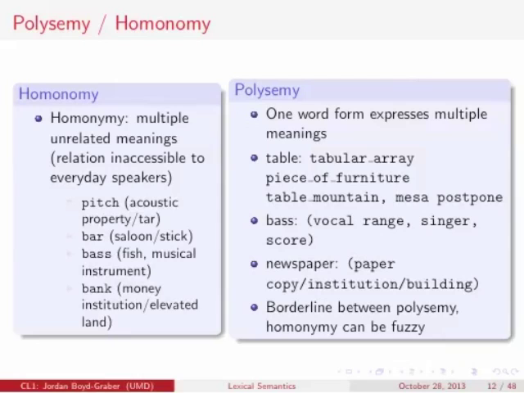So for example, bank, the financial institution, and the geographic feature: in most speakers' minds, there's no way that those words are connected. Polysemy is when one word form expresses multiple different related meanings. So for example, table, the thing that you might have in a document, and the geographical feature, the top of a mountain, or the piece of furniture; you can see how they're related. Similarly, base, newspaper. You can certainly come up with examples where the border between homonymy and polysemy isn't so clear.